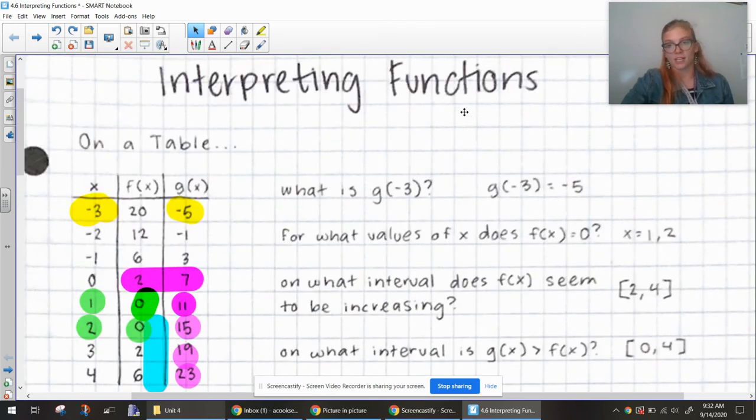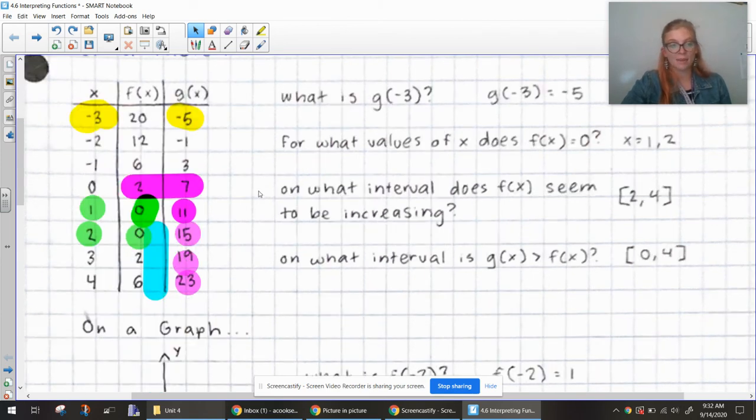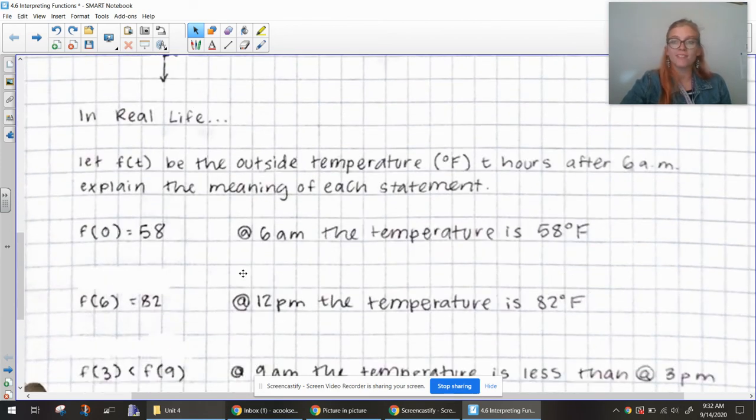So in this video, we talked about how to interpret functions on a table, how to interpret functions on the graph, and how to interpret functions in real life.